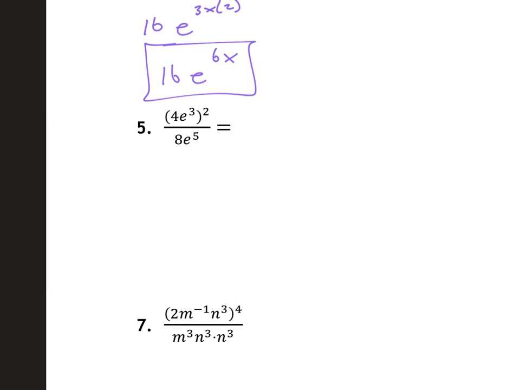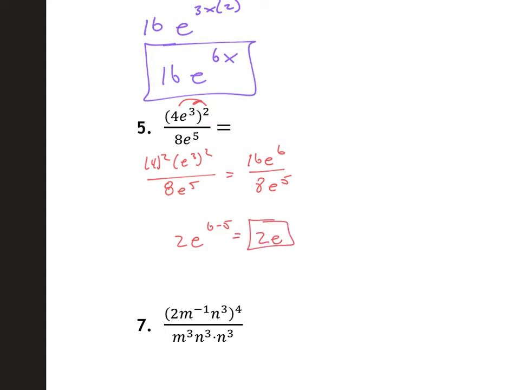All right, let's look at this one. So I got 4e to the third power, and all of that squared, divided by 8e to the fifth power. Let's go ahead and simplify this first. I'm going to distribute this. So I got 4 to the second power, e to the third to the second power, over 8 times e to the fifth power. So that gives me 16. Power of a power, I multiply, so e to the sixth over 8e to the fifth. All right, 16 divided by 8 is 2. And then I subtract, so 6 minus 5 because I'm dividing, so I just get 2e to the first. So my answer here is just 2e.